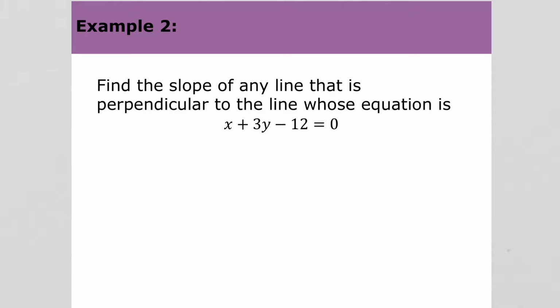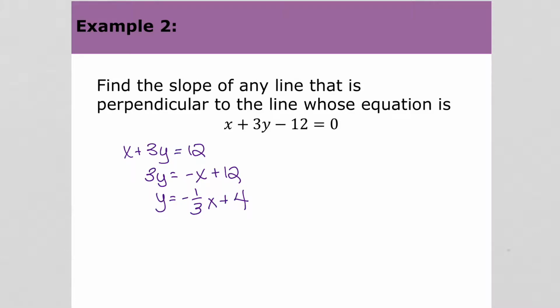So find the slope of the line that is perpendicular to this line. Well, the first thing we need to be able to do is identify the slope of this line. And to be able to identify the slope, we need to get it in slope-intercept form. So start by adding 12 to both sides. Then subtract x. Then divide by 3. So the equation of this line is also y equals -1/3 x plus 4.